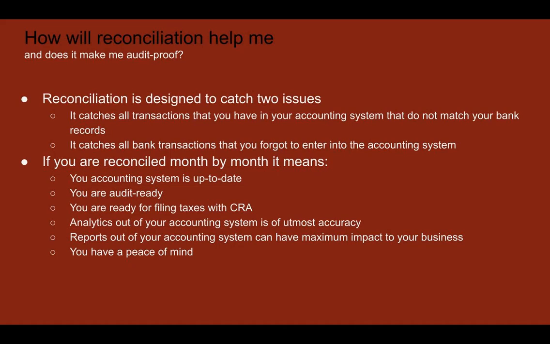Now, if you're doing the reconciliation month on month, it means that you're up to date. That's what I just mentioned. If you're reconciled today, as of the 31st of July, you are up to date. You are definitely not going to be in any trouble. You're going to have peace of mind. You're audit ready.